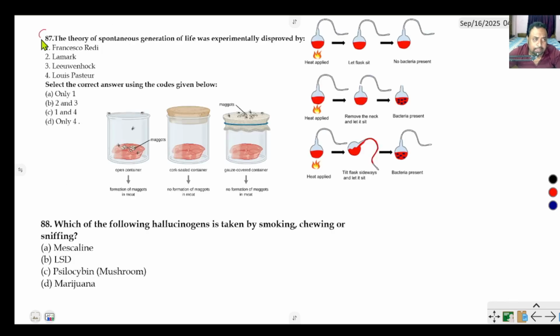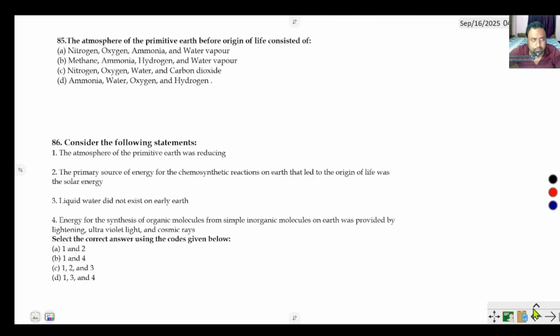Question 85, the atmosphere of the primitive earth before origin of life consisted of nitrogen, oxygen, ammonia, or whatever. No, there is no oxygen in that time in atmosphere. Methane, ammonia, hydrogen, water vapor. This is the correct option. B. Methane, ammonia, hydrogen and water.